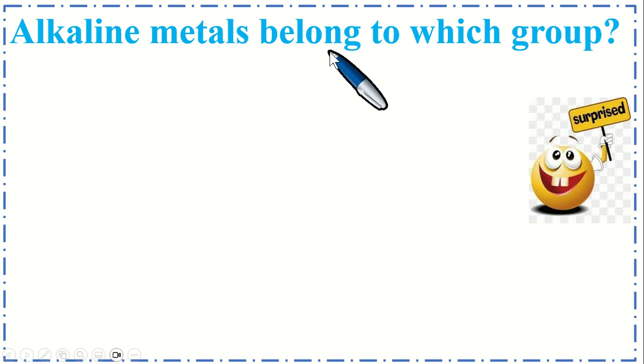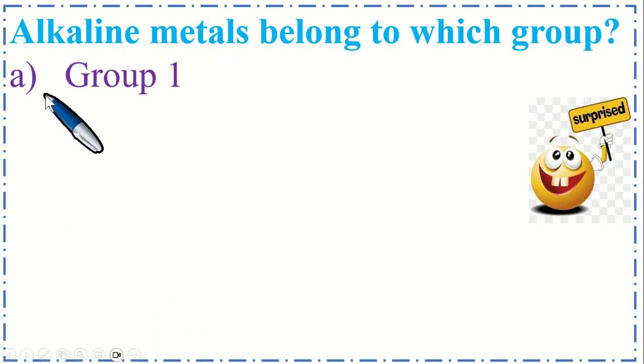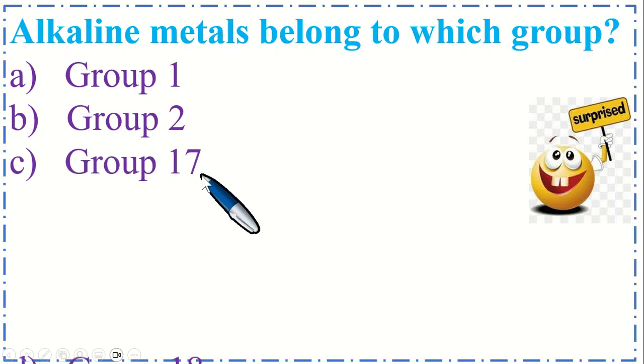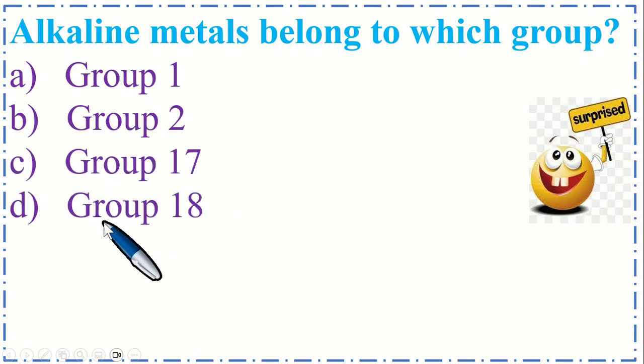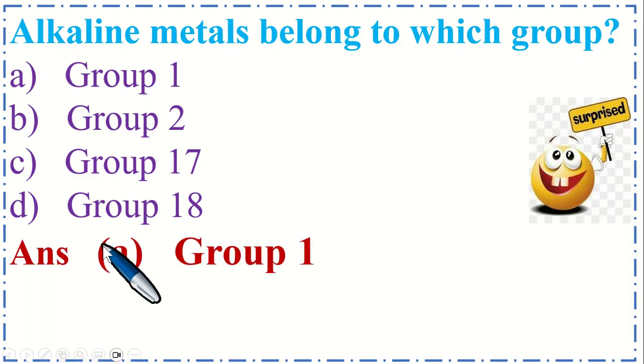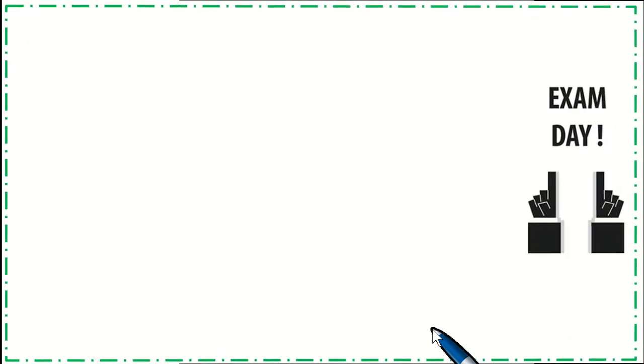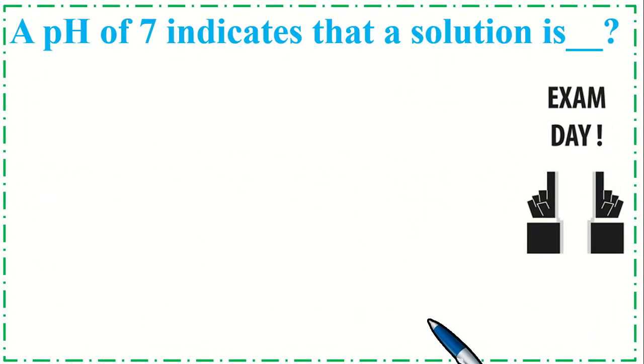Alkali metals belong to which group? Option A group 1, B group 2, C group 17, and option D group 18. So the correct option is A group 1. Examples are lithium, sodium, and potassium, highly reactive metals.